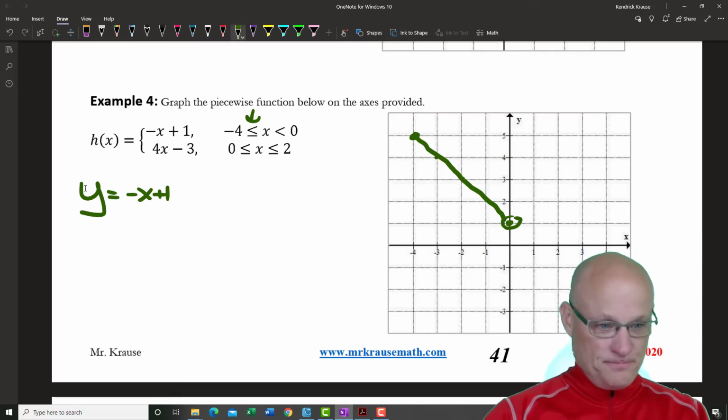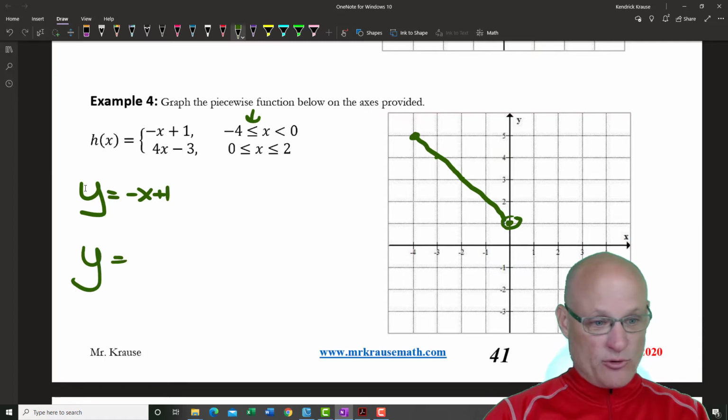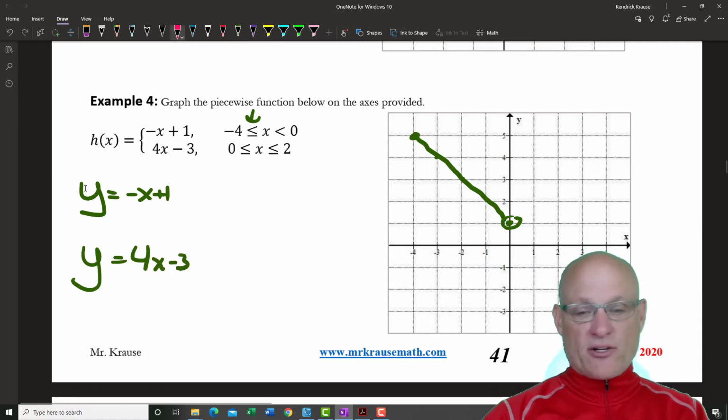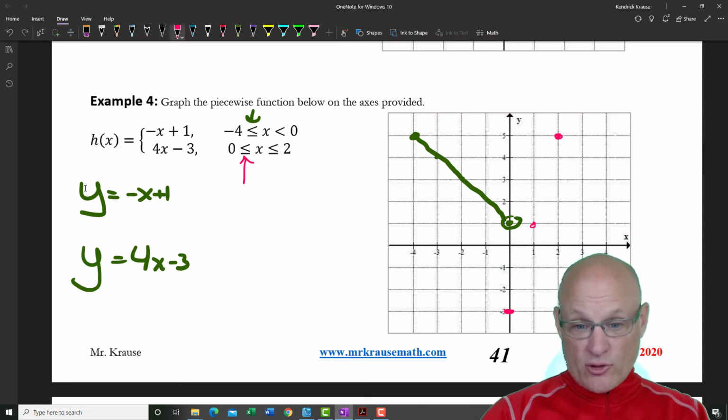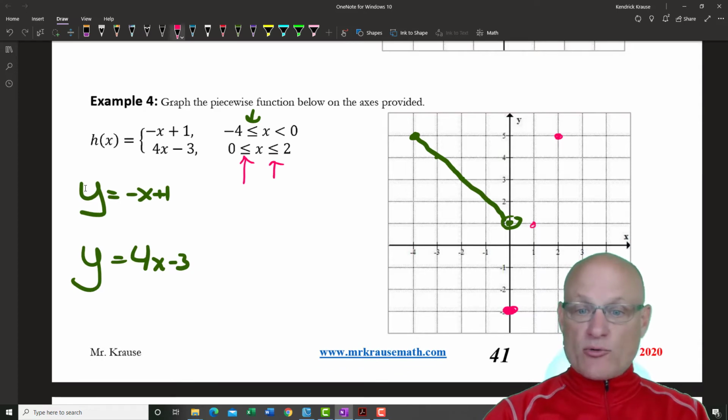Nobody saw it. And then the next piece is y equals 4x minus 3. So we have a y-intercept of -3, and we're going to go up 4 over 1. Up 4 over 1. Now what does it tell us to start? It tells us to start at 0 with a closed circle. So I already got a closed circle there. And we're going to end at 2 with a closed circle. And then we just connect the dots.